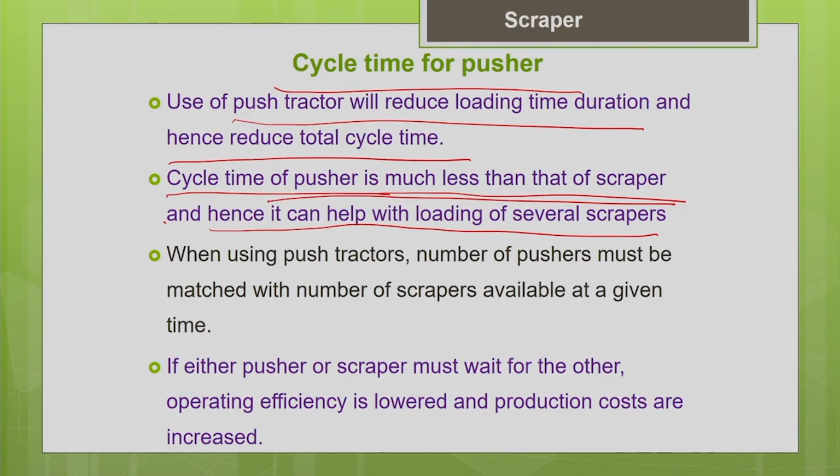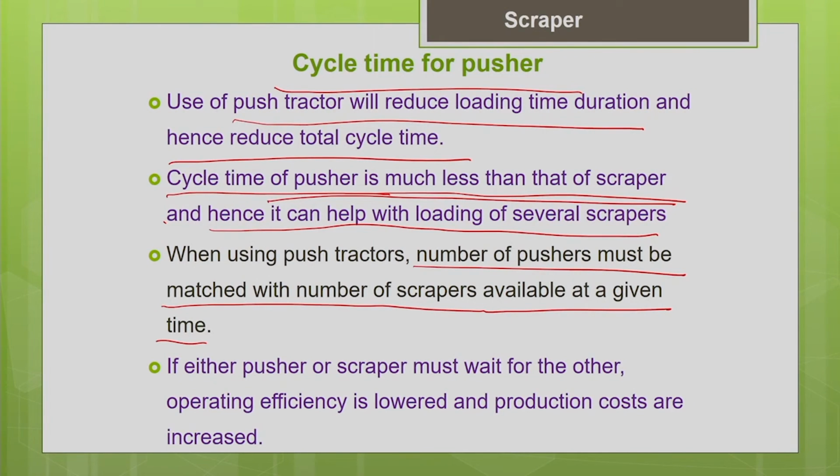So when using push tractors, the number of pushers must be matched with the number of scrapers available at a given time. That is very important. So how many scrapers you have and how many pushers you have at a project site, we should properly optimize or balance it. Otherwise what will happen, either the scraper has to wait for the pusher or the pusher has to wait for the scraper. If this happens, it will increase the waiting time, and that will increase the cycle time, and that will decrease your productivity and increase your production cost. So that is why we need to balance the number of scrapers and the number of pushers. Balancing interdependent machines is very important to optimize the production and reduce the cost.